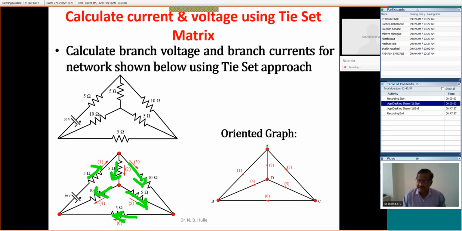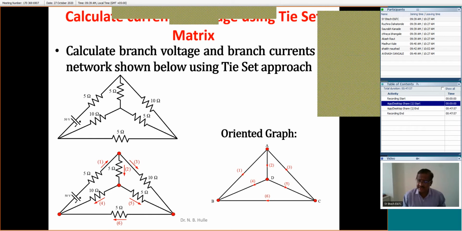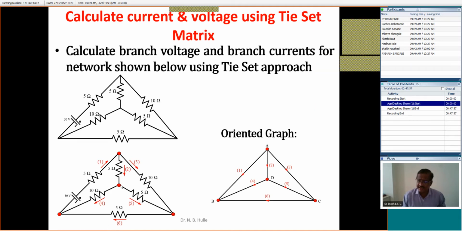You can assume any direction in this particular case. For example, this current may be upward, this upward, this upward, and this backward. This may be the assumption from your side. But whenever you assume the directions of the current, stick to those directions. We are not going to change the directions. I have taken these directions.